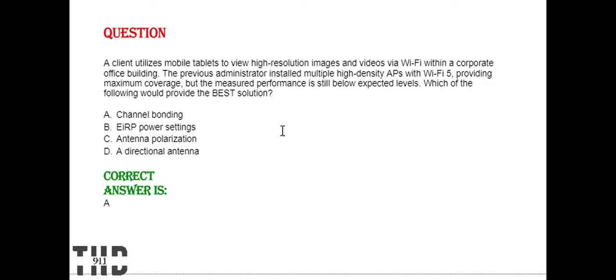A client utilizes mobile tablets to view high-resolution images and videos via Wi-Fi within a corporate office building. The previous administrator installed multiple high-density APs with Wi-Fi 5, providing maximum coverage, but the measured performance was still below expected levels. Which of the following would best provide a solution? Option A, channel bonding. Option B, EIRP power setting. Option C, antenna polarization. Option D, a directional antenna. The correct answer is option A.